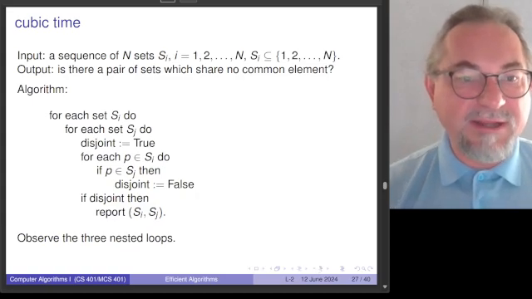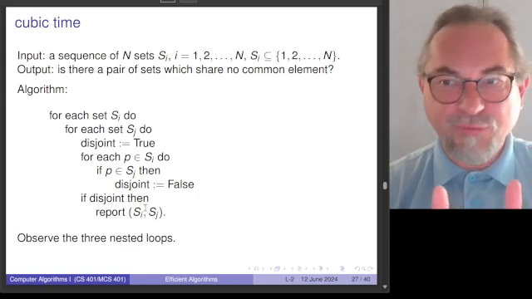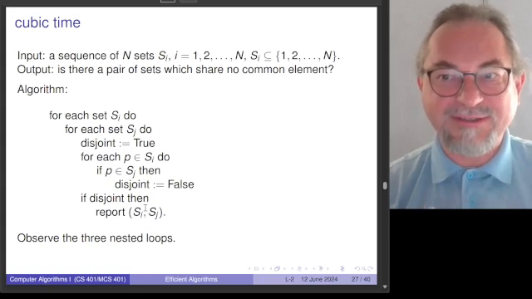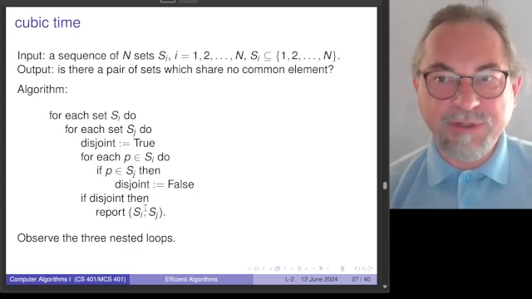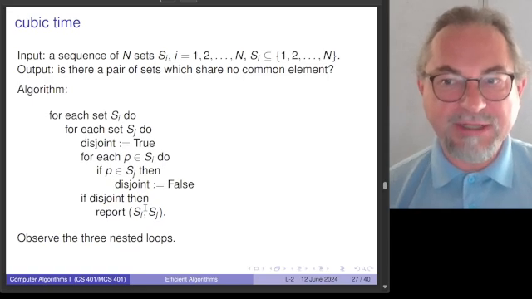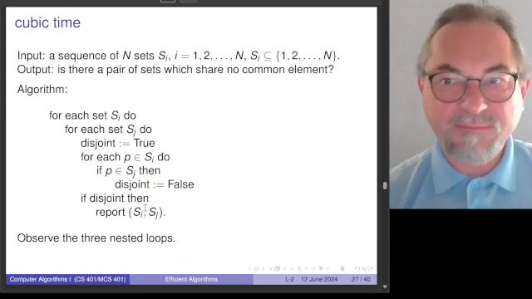Now there is the extra if. It could be that if you compare the first two sets in your sequences, you already find two disjoint sets. But we are interested in the worst case, in an upper bound in the asymptotic running time.